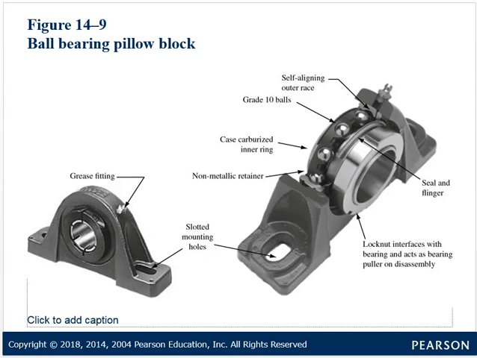So here's a typical picture of a ball bearing pillow block. In this case, the shaft will be inserted right here through the bearing, and then you can bolt this pillow block right to the frame of your machine. So it's very handy for a machine designer.